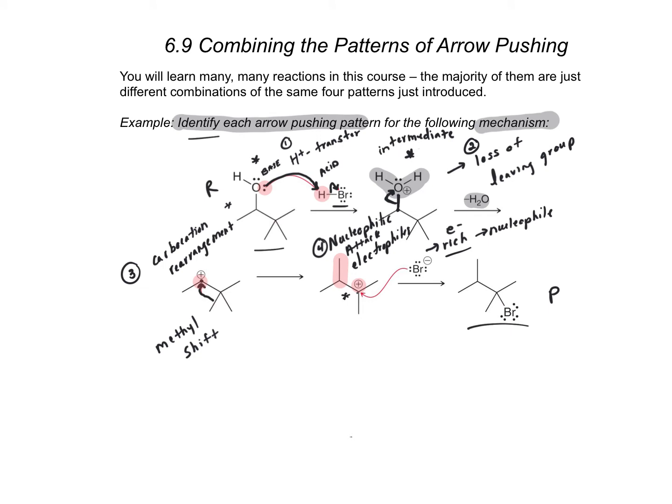Now, again, a mechanism is kind of like a roadmap, how we think this reaction occurs. In going from our initial reactant to our final product, we have proposed that this roadmap occurs in 4 separate steps. First, we see a proton transfer step. Second, loss of leaving group. Third, a carbocation rearrangement. And fourth, a nucleophilic attack. Again, we're trying to explain how this guy gets to this guy.